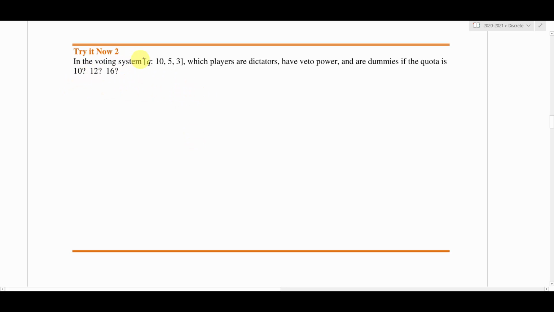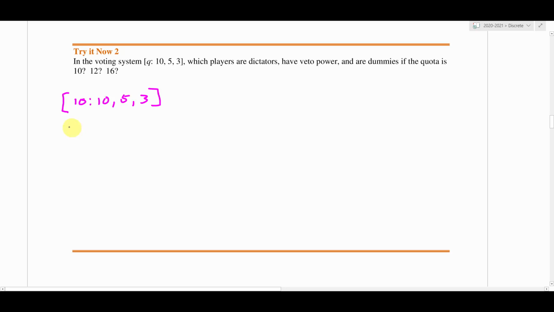So in this first one, they want us to put in a 10 for Q. So I'm gonna write out my weighted voting system here. I'm gonna say 10 and then 10 comma 5 comma 3. Okay, so indicating that the quota is 10. I have 3 players and their weights are 10, 5, and 3.